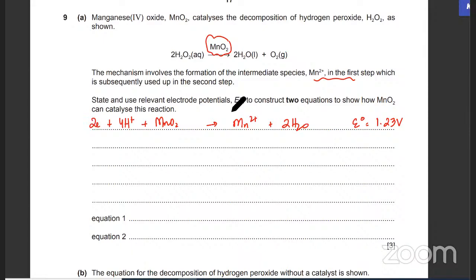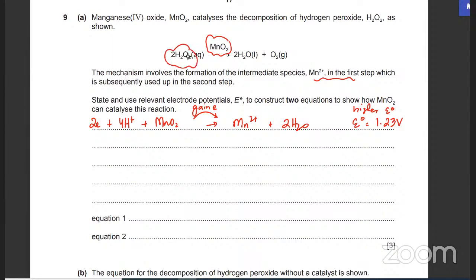So we know this is happening, and this is gaining electrons, right? They've told us this is the reaction, it's all written over here, and I've written the equation using the data booklet. Now, who gains electrons? The one that has the higher potential or the lower potential? The one with the higher potential. So that's going to be your higher potential. So who is MnO2 reacting with? The MnO2 must be reacting with H2O2, right?